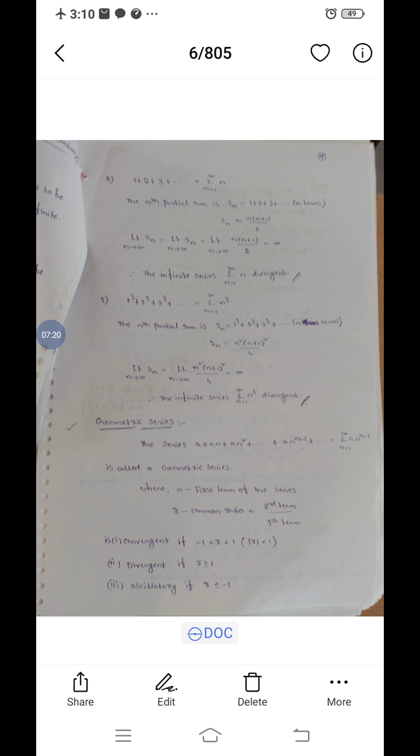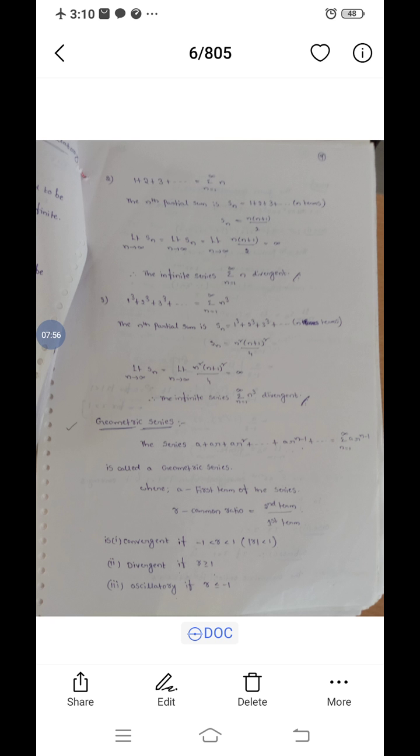Now here the series has this particular representation: a plus ar plus ar square and so on, ar power n minus 1 plus and so on. That means the first term is multiplied by r to get the second term, and the second term is multiplied by r to get the third term. Like this it goes on. The summation representation is summation n equal to 1 to infinity of a into r power n minus 1. This type of representation is called a geometric series.